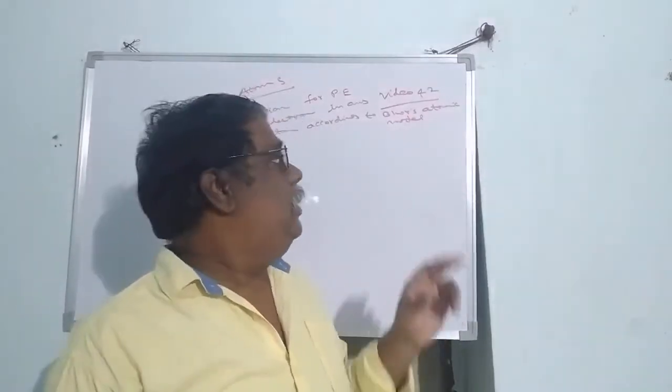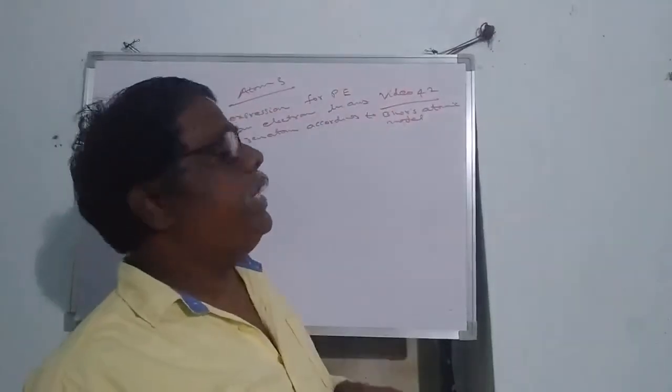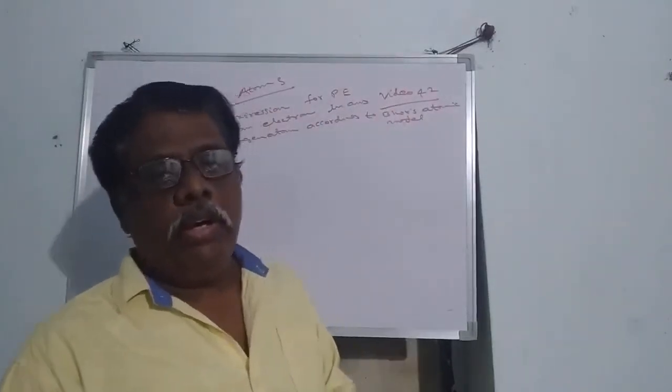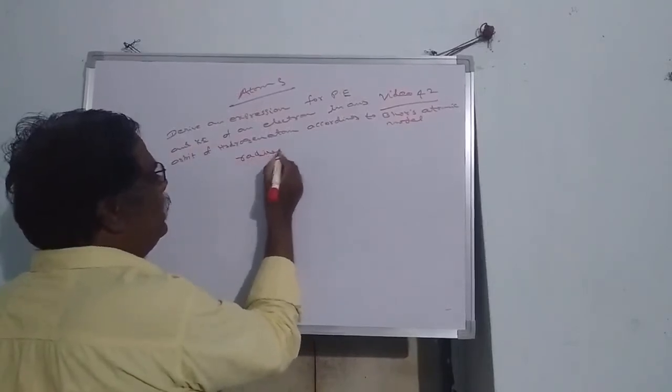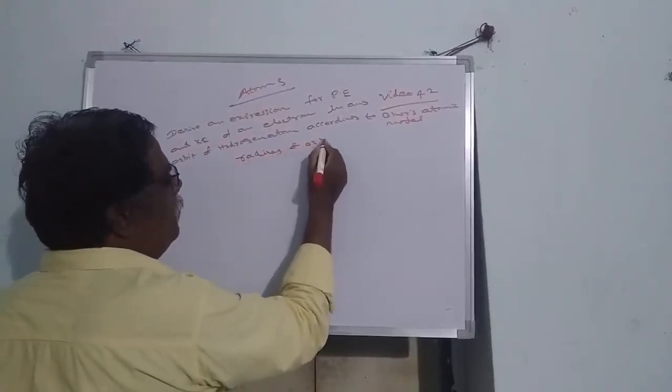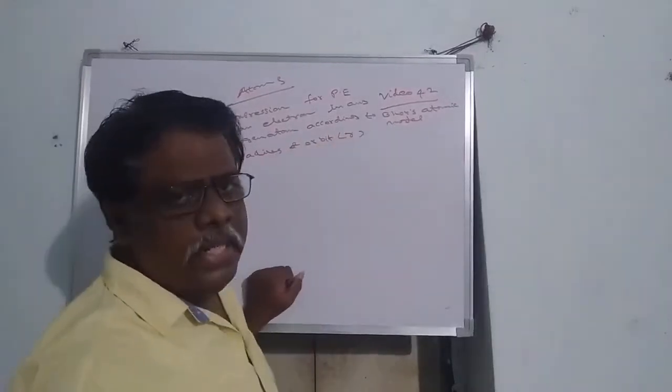by Bohr. And today's topic is the expression for potential and kinetic energy, and also we have to find the radius of the orbit, which we can also find in this derivation.